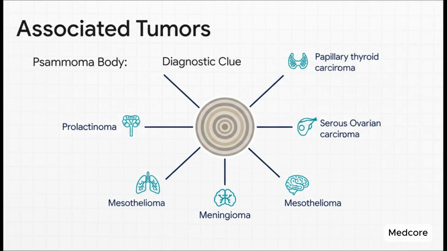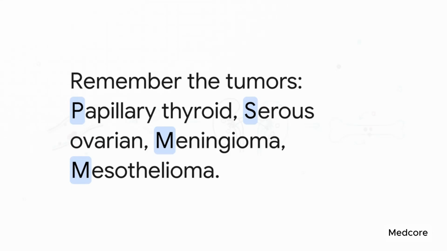So why do we care so much about these tiny little spheres? Well, because seeing them down the microscope is a powerful, powerful diagnostic clue. If you find one, your brain should immediately go to this specific list of tumors. Finding a Psammoma body in a biopsy can be a huge pointer that helps you nail the diagnosis. For your exams, you have got to know these associations. And luckily, the name itself gives you a fantastic mnemonic. Just think Psammoma. P is for papillary thyroid, S is for serous ovarian, and the two M's are for meningioma and mesothelioma. Psammoma. It's such an easy way to lock that information in.